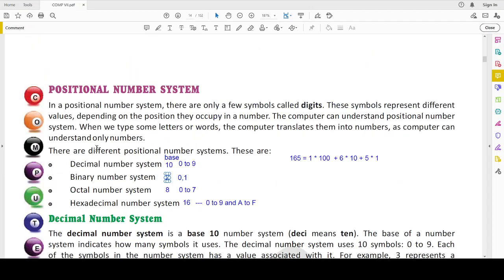Now you come to the positional number system. In a positional number system, there are only a few symbols or digits. These symbols represent different values depending on the position they occupy in a number. The computer can understand the positional number system. When we type some letters or words, the computer translates them into numbers, as the computer can understand only numbers, right? You mark this point.